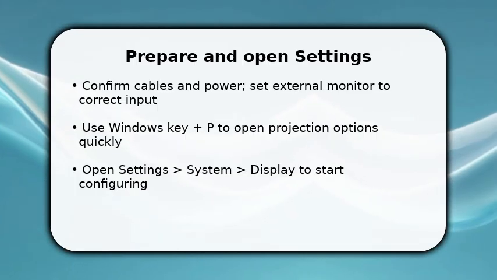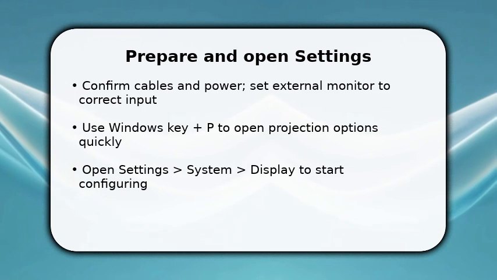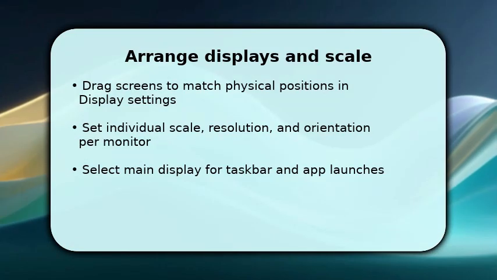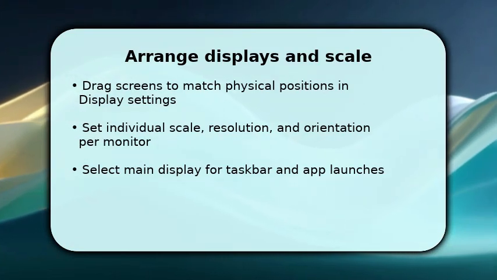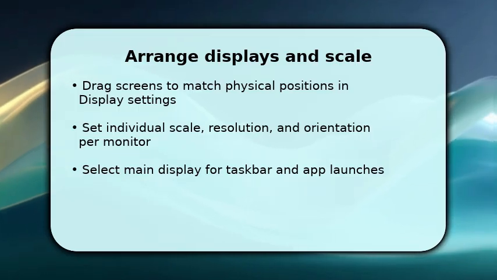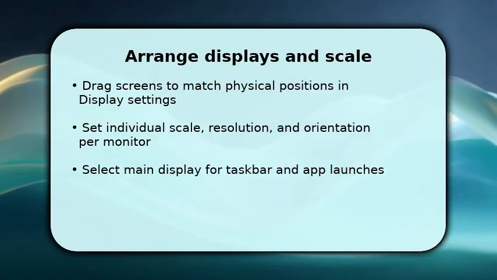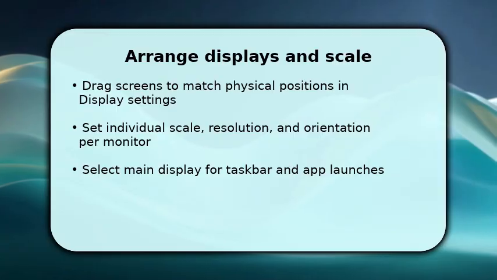Make sure to identify which screen is which by clicking Identify, so the next steps place windows where you expect them. You now arrange the displays in the settings grid to match your desk layout, dragging monitors so the cursor flows naturally between them. Once arranged, set each monitor's scale and resolution so text and UI elements are readable.